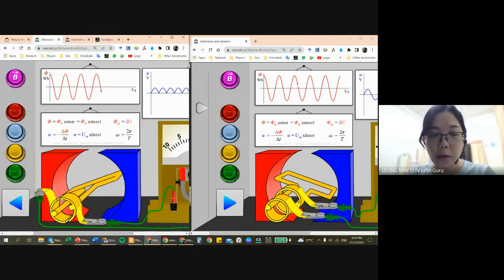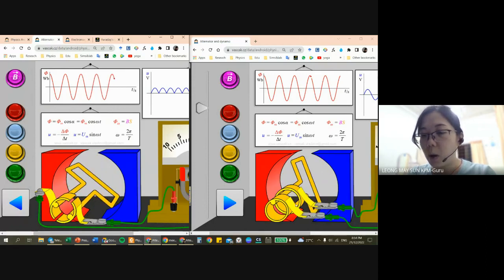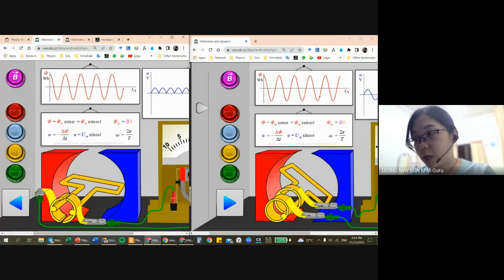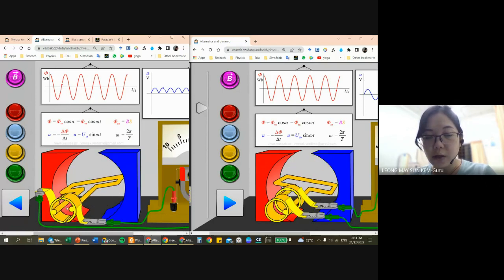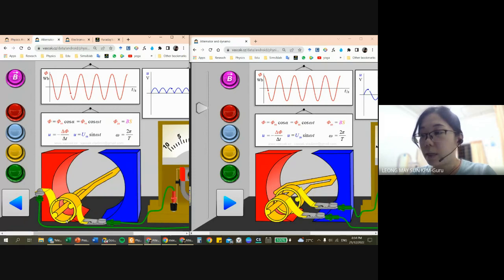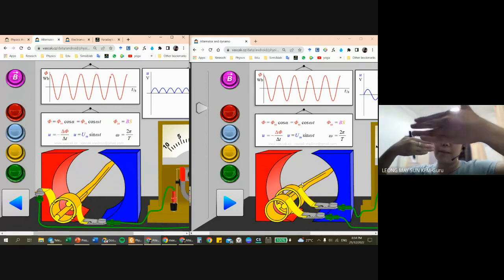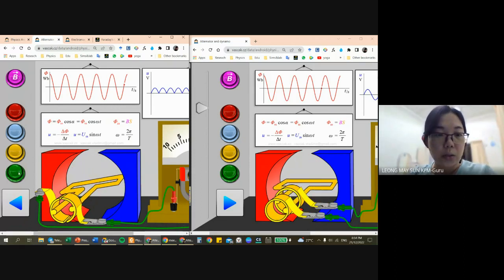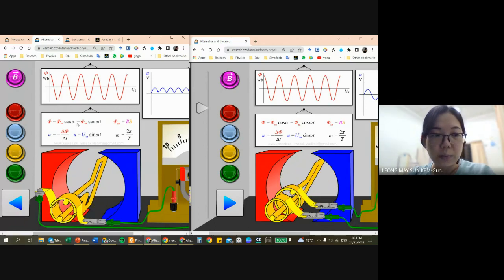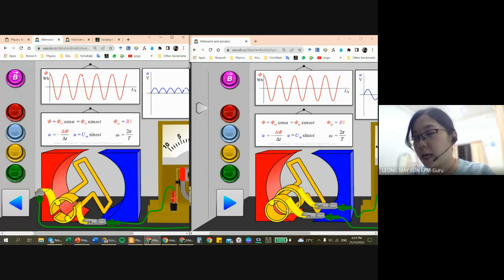It keeps changing the ring that it's actually touching. So the one on the left is a commutator. The one on the right is actually a slip ring. The difference is that for a commutator, the two halves are just next to each other, and there's a gap in the middle. But for a slip ring, it is above and below. It's not side by side, it's above and below. So this is the difference between a commutator and a slip ring.